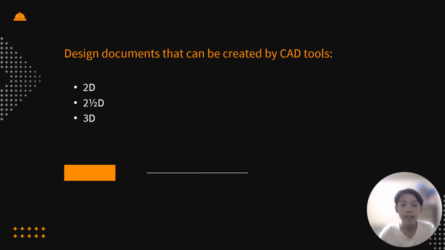Design documents that can be created by CAD tools. So first, we have 2D, second, we have 2.5D, and third is the 3D. So first, what is 2D?